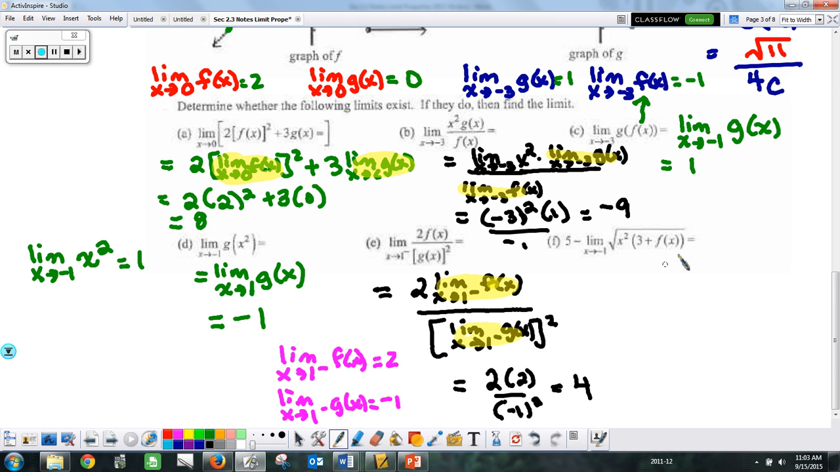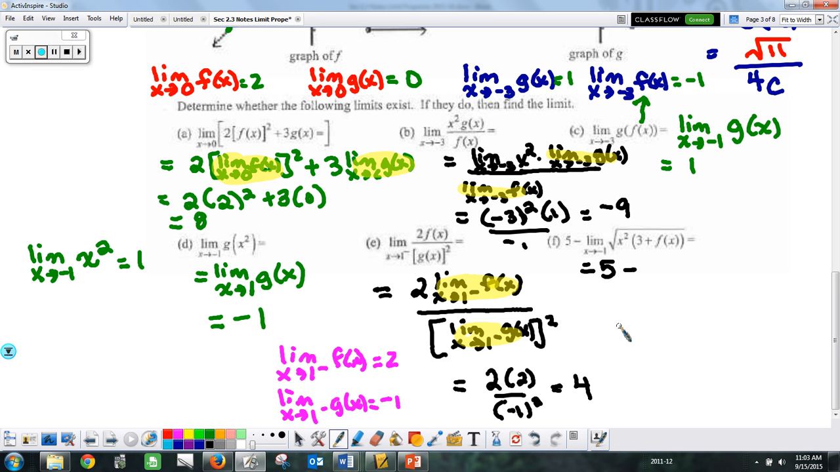All right, one more problem. Let's take a look at this. A little bit more complicated. I have 5 minus a limit. All right, well, the 5 I'm just going to bring along with me. I'll come down here below. 5 minus the limit of a square root.